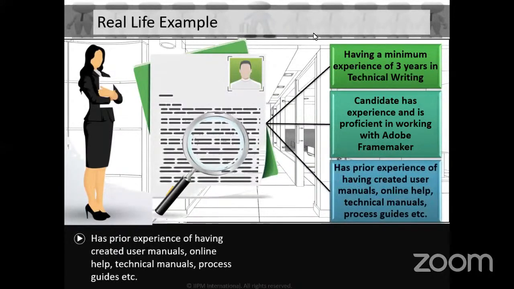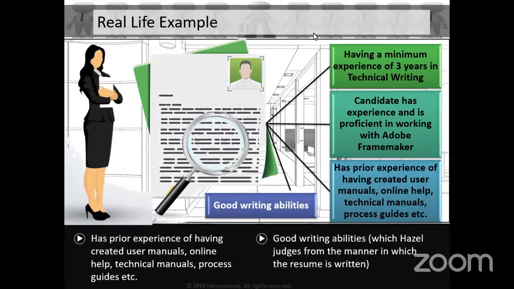Number three, she looked out for people who had prior experience of having created user manuals, online help, technical manuals, process guides before. Okay, so she also looked for people who had good writing abilities, which Hazel judges from the manner in which the resume is written. So because she was really particular about it, she was intentional about the people she screened, it was easy for them to get the job.